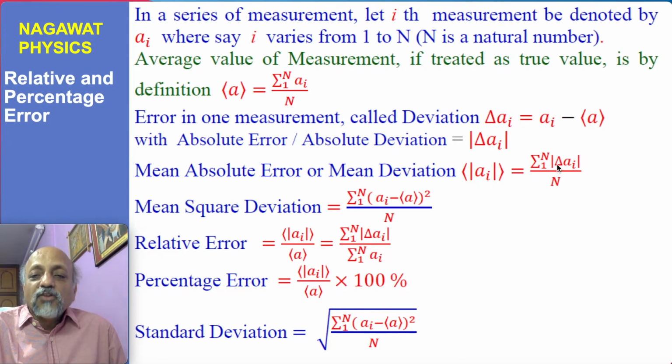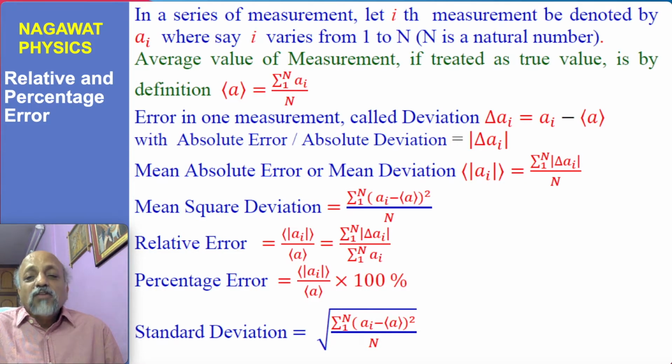So mean deviation is the average of the deviation in all measurements. So you make n number of measurements, add the absolute deviation of each of the measurements and then divide it by n to arrive at what we call mean absolute error or mean deviation.